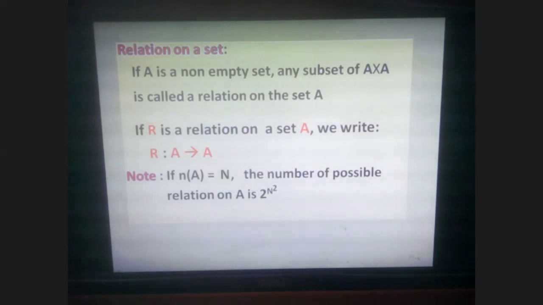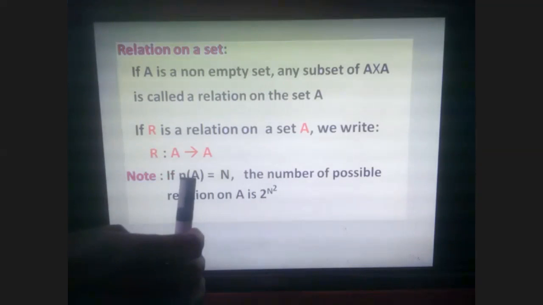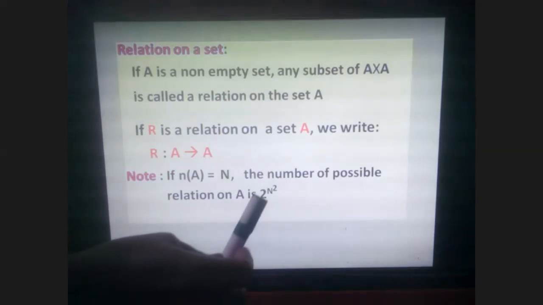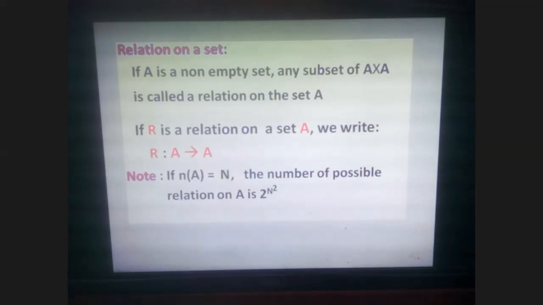How many relations are possible? If the number of elements in A is equal to n, the number of possible relations on A will be 2 raised to n times n, that is 2 to the power n squared. Because if it is from A to B, where the number of elements in A is m and in B is n, the number of relations will be 2 raised to mn. Here, if the number of elements in A is n, the number of possible relations on A is 2 to the power n squared.